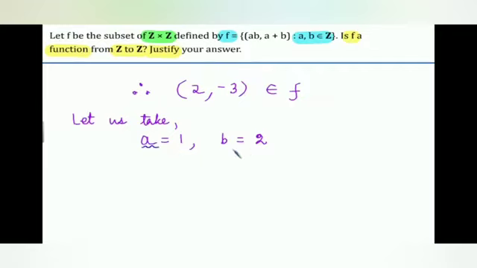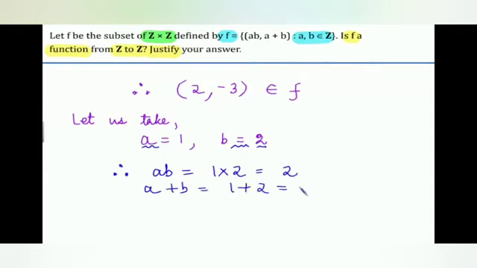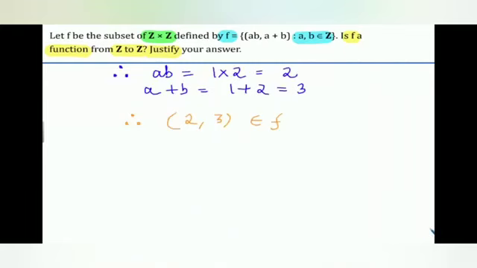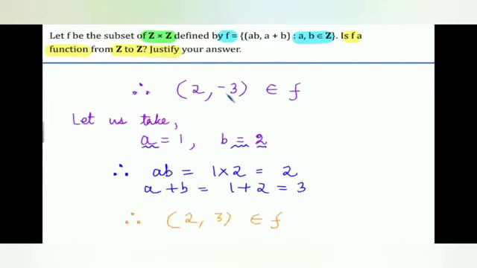Now let us take a = 1 and b = 2. So a into b, 1 into 2, is equal to 2, and a plus b, 1 plus 2, is equal to 3. So (2, 3) belongs to f. You can see clearly the first element 2 is repeated two times, meaning 2 is related to -3 and 2 is also related to 3, right?